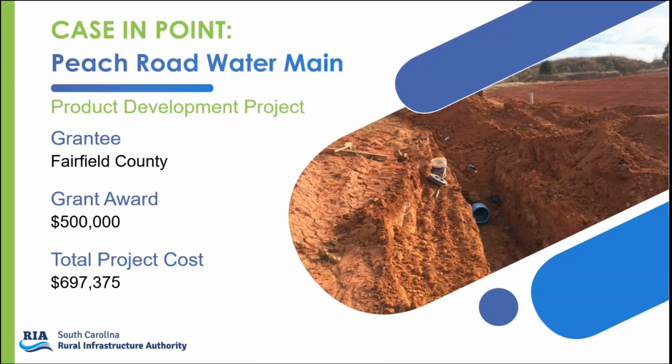This final example is of a grant that was awarded to Fairfield County to extend water service to the Peach Road industrial site where the county plans to construct a spec building to help with the recruitment of industry. The work included the installation of 6,000 linear feet of water pipe. Now, I hope these examples will help you to identify critical needs in your own community and potential projects that could qualify for RIA funding.